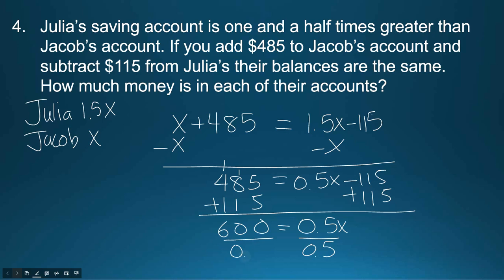Divide by a half. And keep in mind, when you're dividing by a half, you're actually doubling the answer. You're not cutting it in half. When you divide by 2, you cut it in half. When you divide by a half, you double it.